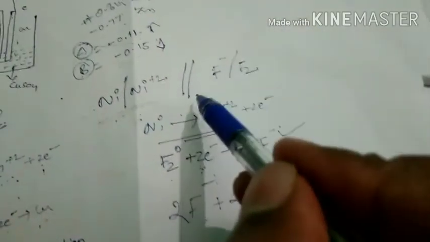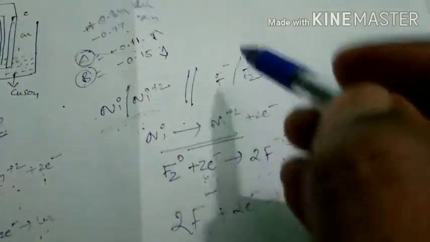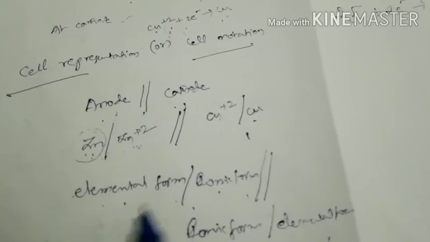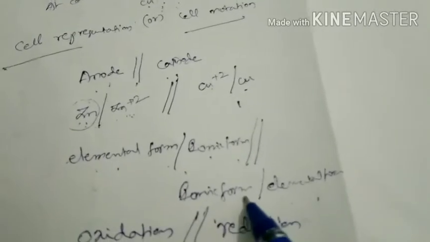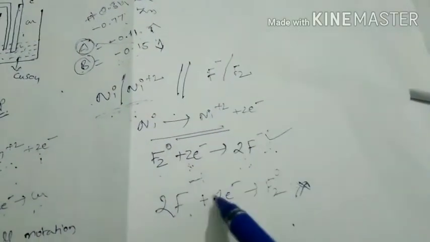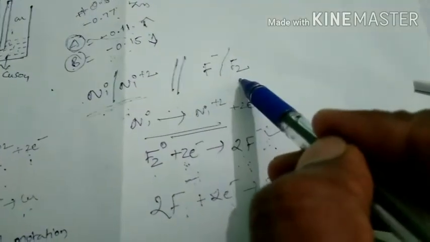But while writing the cell representation, we should write like this, because I told you already, cell representation means what? Initially in the anode part, elemental form / ionic form, and ionic form / elemental form. For that purpose we should write like that. But while writing the equation, we should mention like this. This is ionic form / elemental form.